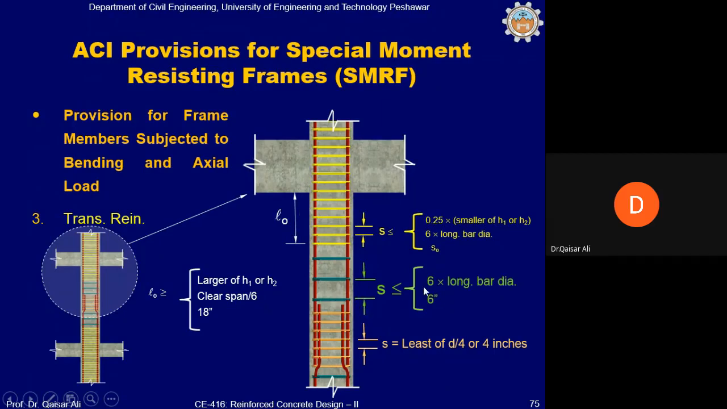Elsewhere, the spacing can be used according to 6 times longitudinal bar diameter or 6 inch. It cannot be more than 6 inch in any case, because it is the maximum spacing allowed in a column if it is part of a special moment frame. Okay, then wherever lap is provided, you will see in the next slide that lapping is only allowed at the mid height of the column. But wherever the lapping is provided, in the lap region, the spacing of ties shall be at least D by 4 or 4 inches. Okay.